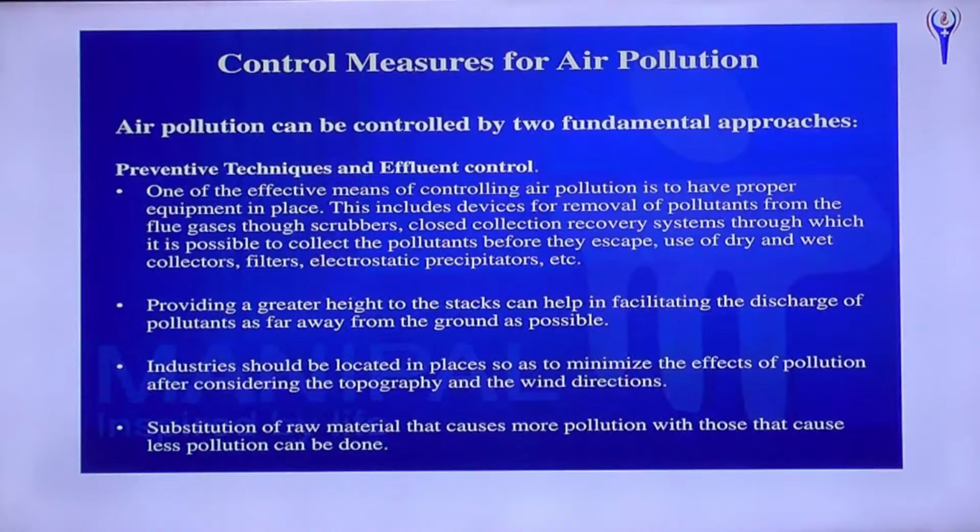And also, providing great height to the stacks can help in facilitating the discharge of pollutants as far away from the ground as possible. And industries should be located in places that minimize the effects of pollution, after considering the topography and the wind direction. Substitution of raw material that causes more pollution with those that cause less pollution can be done.